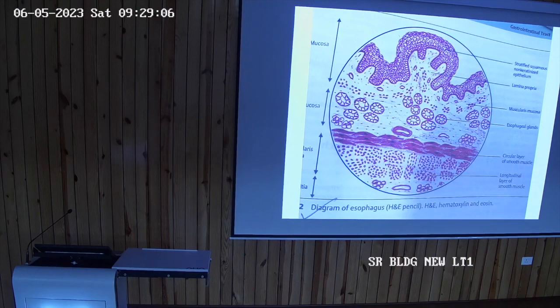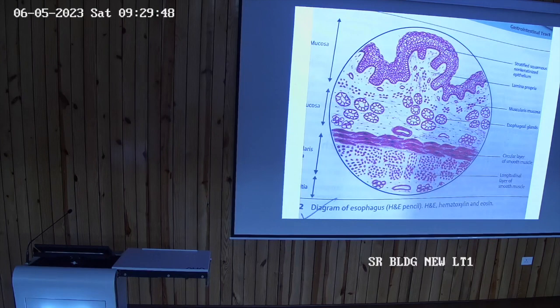Before talking of this part, I am telling you the general plan of the GIT. Whenever we see a slide of GIT, what are the structures we will come across? First one is mucosa. When we use the word mucosa, it includes these three parts: first, epithelium; second, lamina propria; third, muscularis mucosa. Note this down, I will definitely ask you. All these three structures combined form the mucosa.